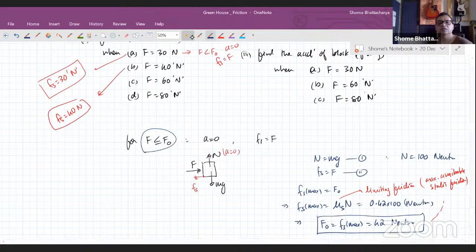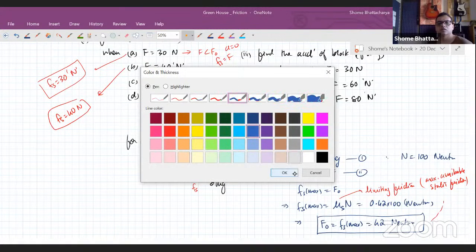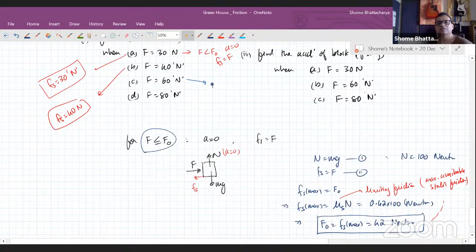But now in this case, what is happening? In this case, F is greater than F naught. So slipping is taking place. So that will be a different situation. The friction acting will be kinetic friction, and that will be mu k into N. So this type of friction will be acting, and that will also be 40 newtons in magnitude.